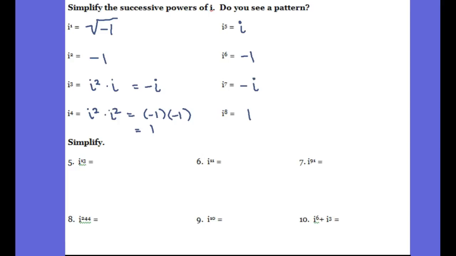So i to the 13. What we're going to do to solve these is find the multiple of 4 closest to the number you're looking at. What multiple of 4 is very close to 13? 12. It has to be less than. So you're going to rewrite this as i to the 12. How many remain from 12 to 13? Times i. The reason I want multiples of 4 is because all the multiples of 4 are going to be 1s. So i to the 12 becomes a 1. So what am I left with? Just i. So i to the 13 is really i.